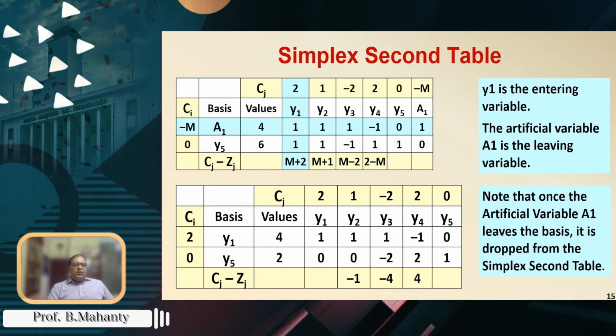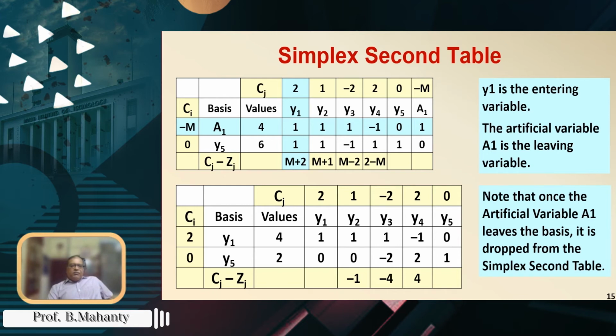So this 2 is obtained by 6 minus 4 into 1 by 1. So 2. And this 1 is changed to 1 minus 1 into 1 by 1. That is 1 minus 1. So for y2, the coefficient becomes 0. For y3, minus 1 into 1 by 1, so minus 2. And this 1 minus 1 into minus 1 by 1, so 1 plus 1, 2. And this 0 is also changed accordingly.